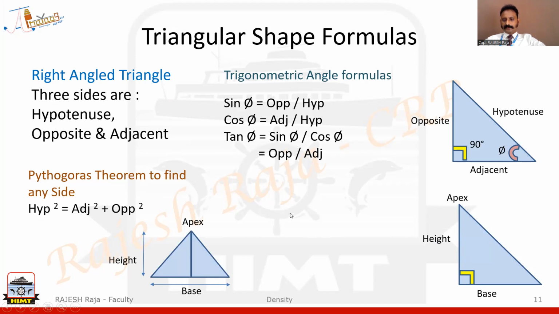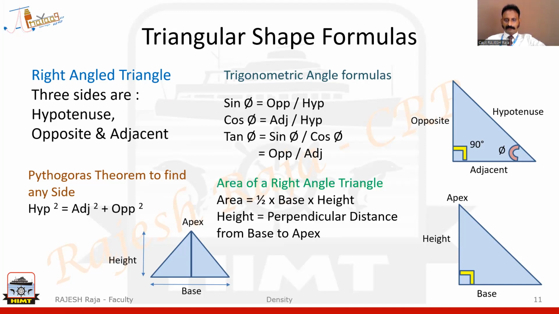Using these triangles, I have to calculate the area of these triangles many times in the question. So I'm giving you a small block which tells you about area. You can see area of this triangle is half base into the height, which is shown in this diagram here. And what is height? Height is the perpendicular distance from base to apex. So this was only a recap of your simple maths or trigonometry.